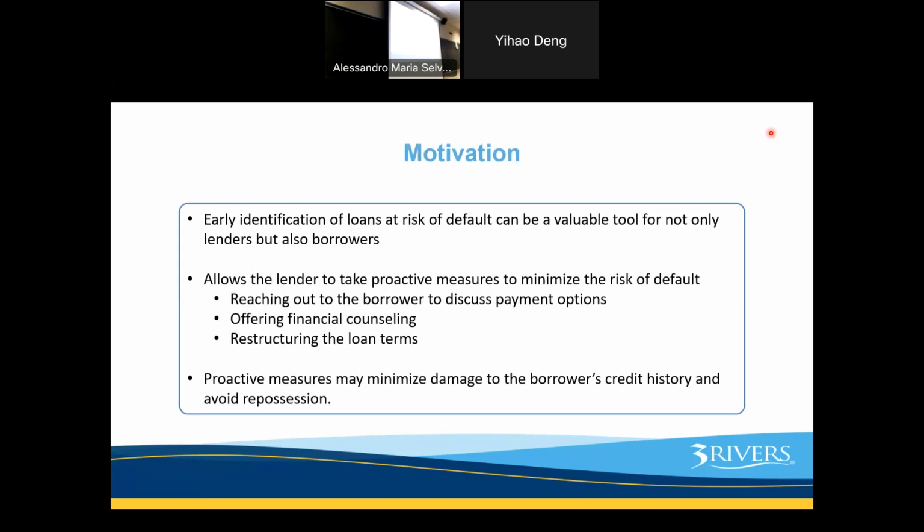So why do we want to do a loan default prediction model? Early identification of loans at risk is a valuable tool not only to our institution, but also to the borrowers themselves. When we identify loans that are at risk of default, we can reach out to the borrower and discuss alternate payment options, offer financial counseling, or restructure the loan terms to help them, because the last thing we want to do is repossess their vehicle or whatever. We don't want them to default on the loan. And so these proactive measures, in addition to benefiting the lending institution, also benefit the borrower, if you can minimize the damage to their credit history and also avoid repossession.